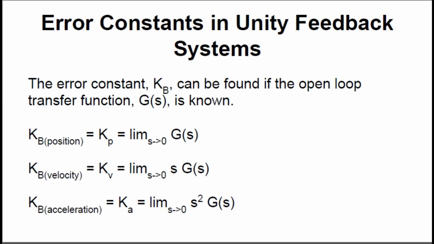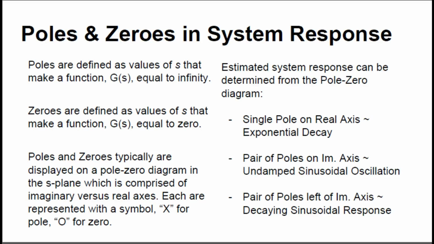Moving forward to poles and zeros in a system response. If you've taken control systems, you know that you'll spend a lot of time calculating the poles and the zeros of a particular transfer function. That's the G of S that we saw in that block diagram a minute ago. And these poles and zeros tell you about the system response. Poles are defined as values of S that make a function, G of S, equal to infinity.